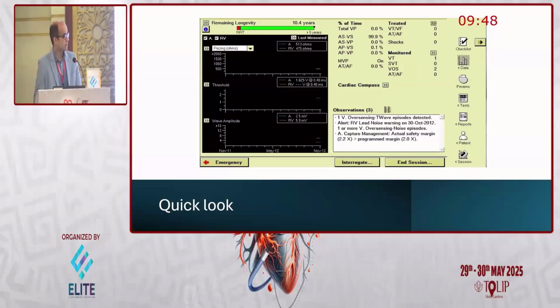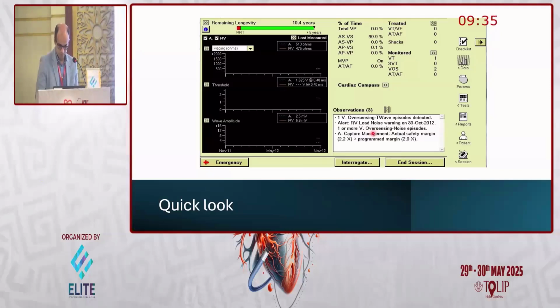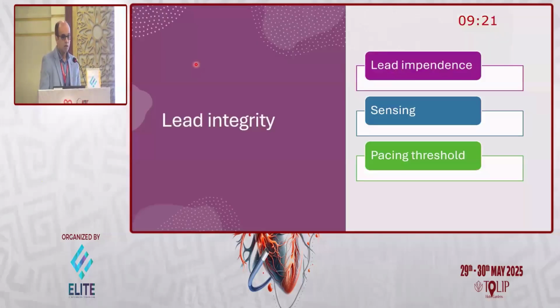This is the first screen we will get during interrogation, the quick summary or the fast summary. We can get the lead integrity, impedance, pacing threshold and sensing, battery longevity, percentage of pacing, episodes recorded, and whether there was oversensing or not. Then the first thing I will do is check the lead integrity and battery integrity.